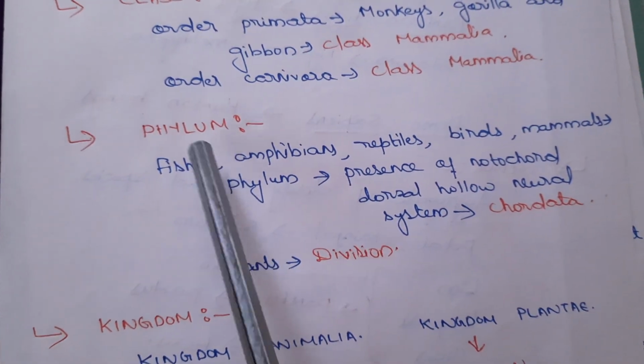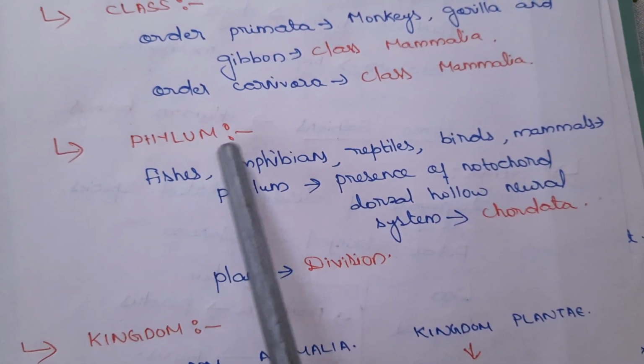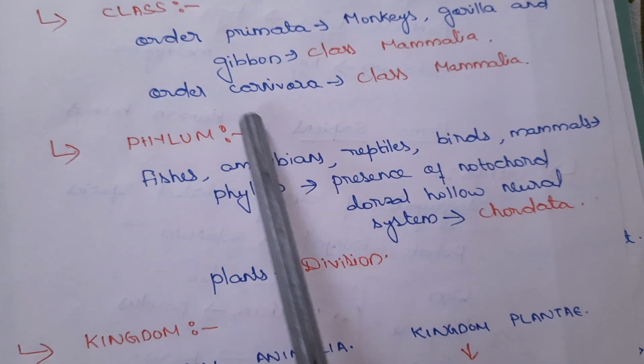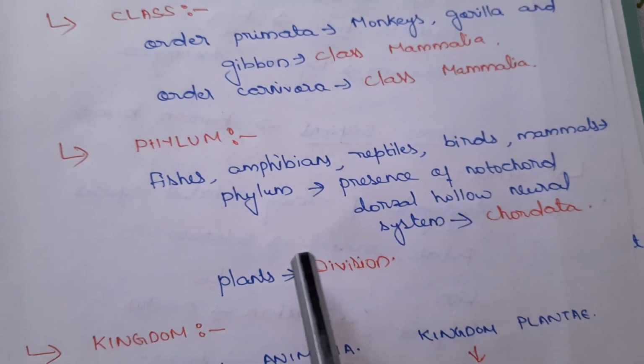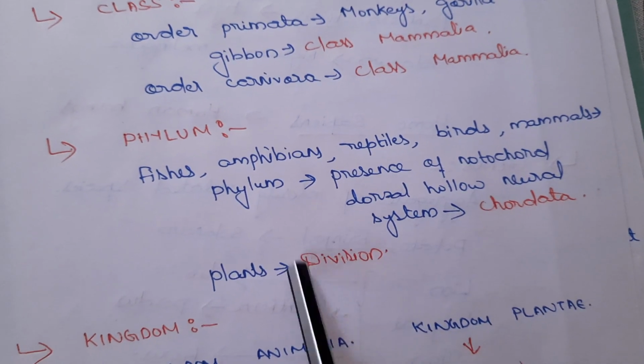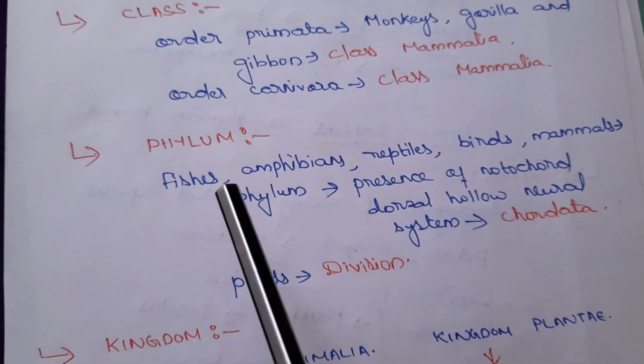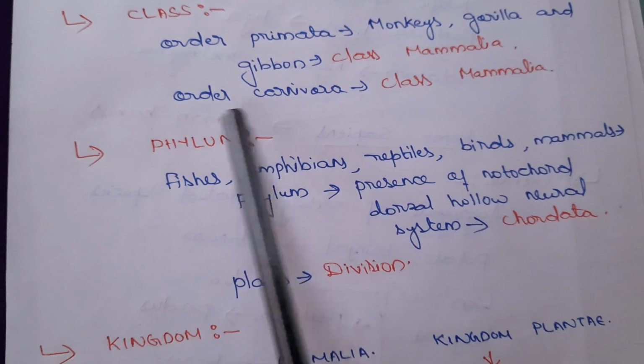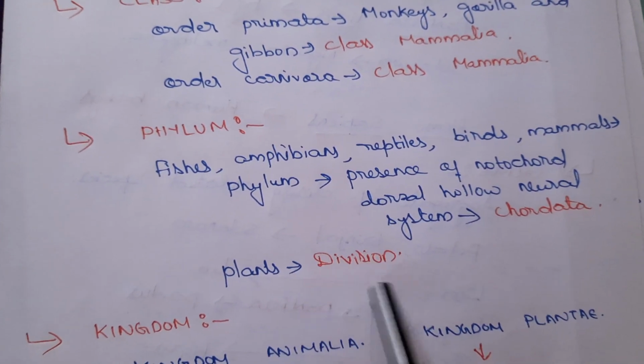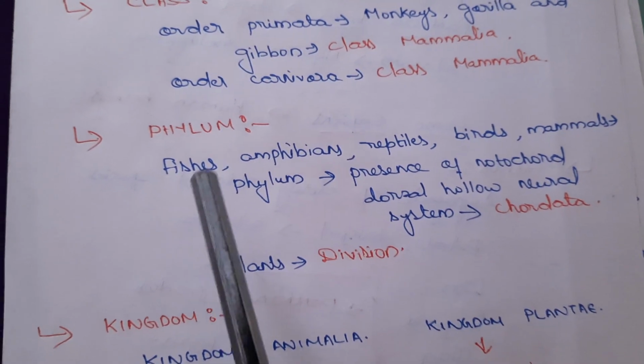Now the next one is phylum. We use the term phylum in the case of animals. In the case of plants, we use the term division. So it's very important: in the case of animals only, we use the term phylum. In the case of plants, we use the term known as division.